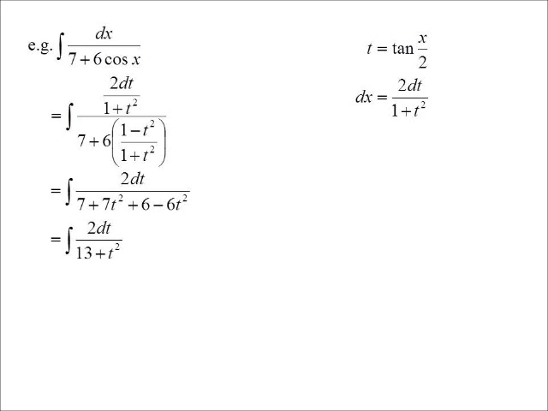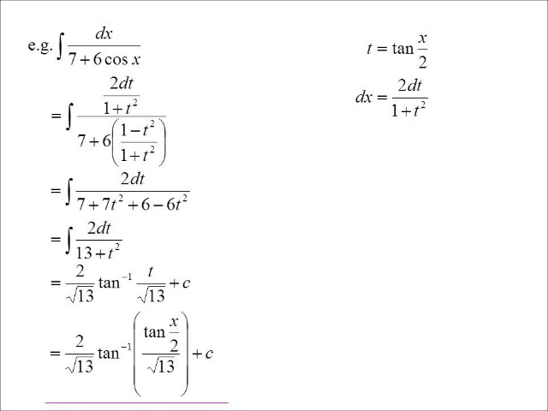So I end up with 7 plus 7t squared. Tidy it up and we end up with a nice standard integral there of, what's that one? We've got an a squared plus, inverse tan. So we've got to remember inverse tan, 1 on a goes out the front as well. So we'll have 2, and then it'll be 1 on root 13, inverse tan of t on root 13, but of course we're going to substitute back into t. t was tan x on 2, so that would be my answer.